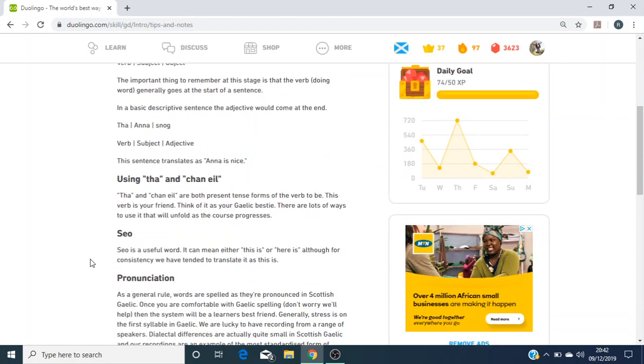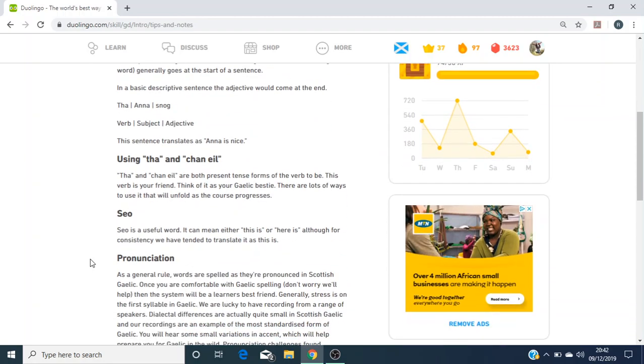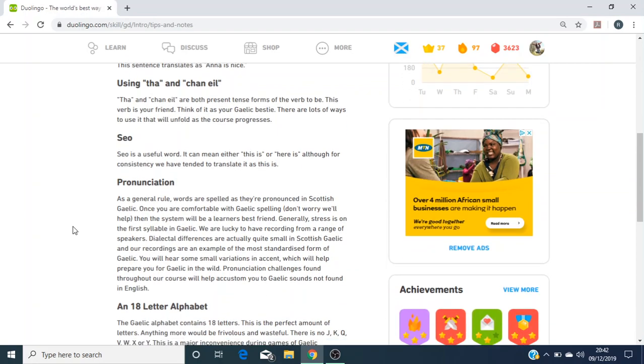And this is some notes about the verb to be. So tha and chan eil are both present tense forms of the verb to be. This verb is your friend. Think of it as your Gaelic bestie. There are lots of ways to use it that will unfold as the course progresses. And something covered in some videos as well, seo, that means it can either is a useful word. It can mean this is or here is, although for consistency, we have tended to translate it as this is.